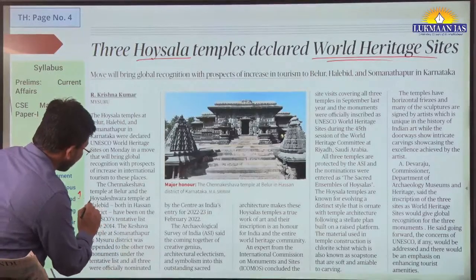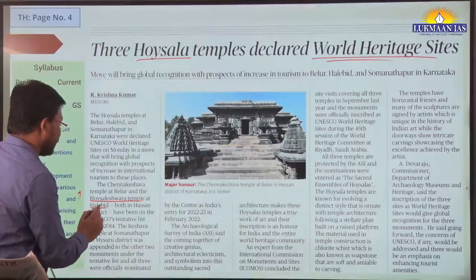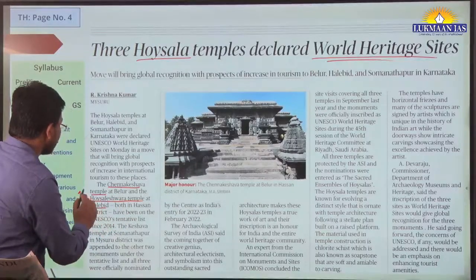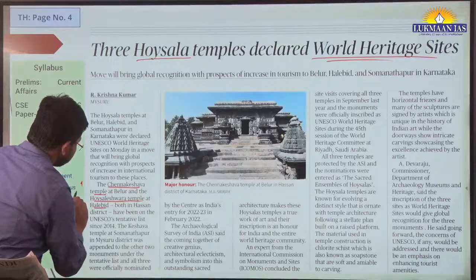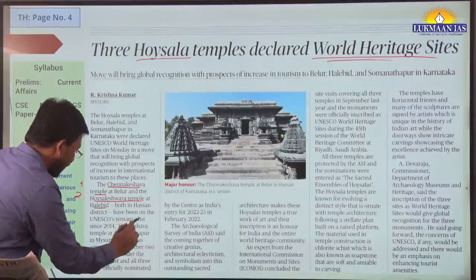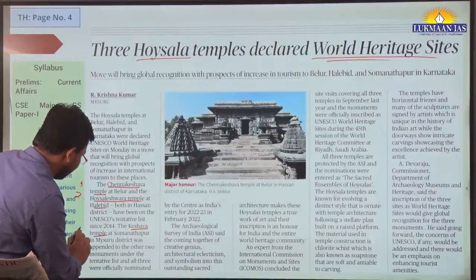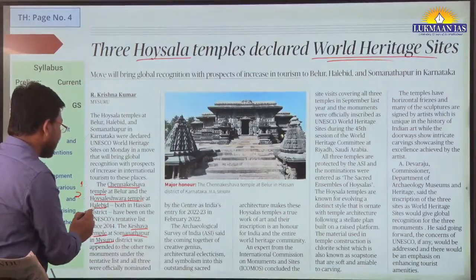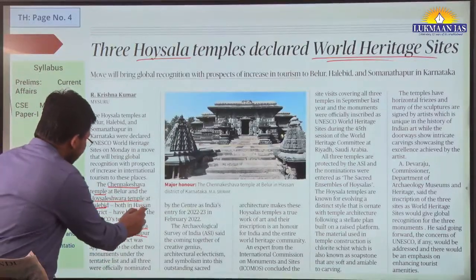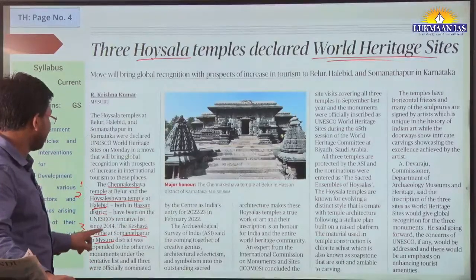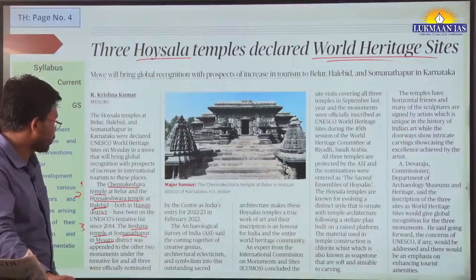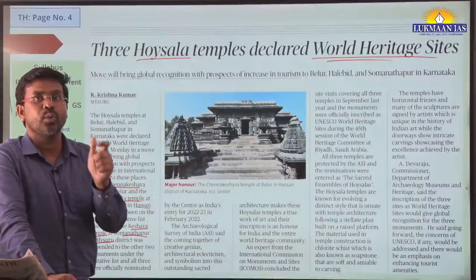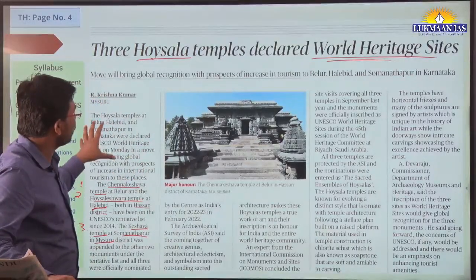One of the temples is known as Hoysaleswara temple, which is in Halebeedu. The other is known as Chennakeshwara temple. This is also in Halebeedu. So 2 of the temples are in Halebeedu in Hassan district of Karnataka, and the third temple is Keshava temple in Somnathpur in Mysuru district. All these 3 temples have been together categorized as UNESCO World Heritage Sites.